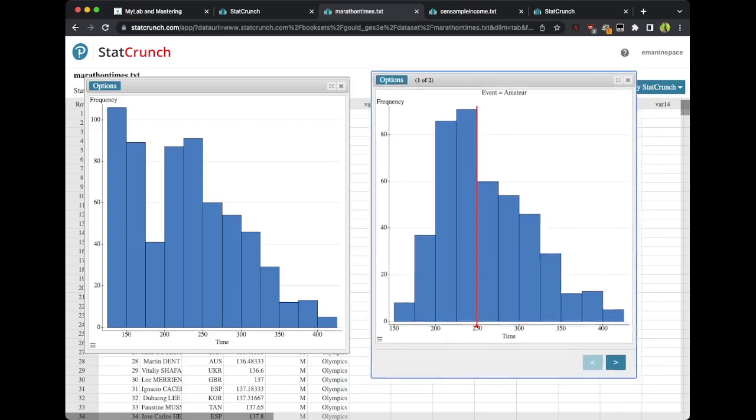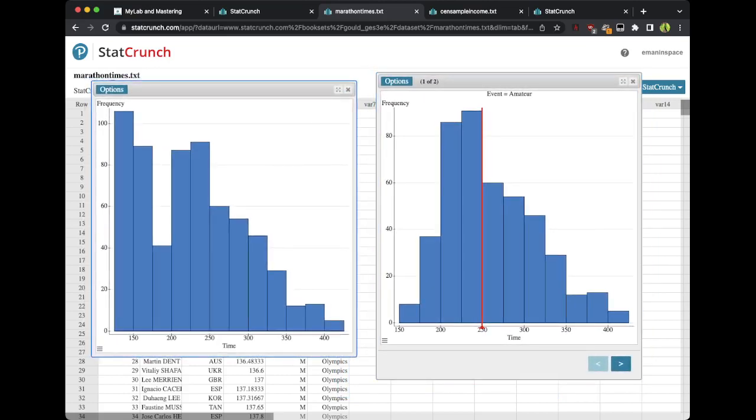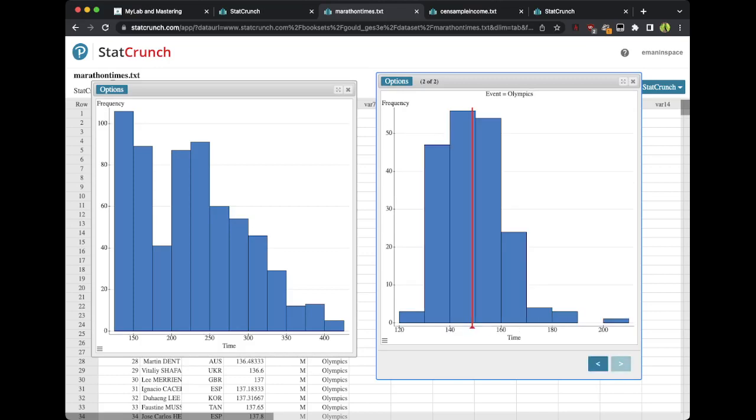So often you have to play around with this a little, and you use it to compare the two groups. So what can I say? Well, the typical time for amateur marathons was 249 minutes. That makes sense because this is still a right skewed distribution, so we should use the median. And the typical time for marathons at an Olympic event was 148 minutes. It makes sense that we use the median because this is right skewed and we have an outlier over here.